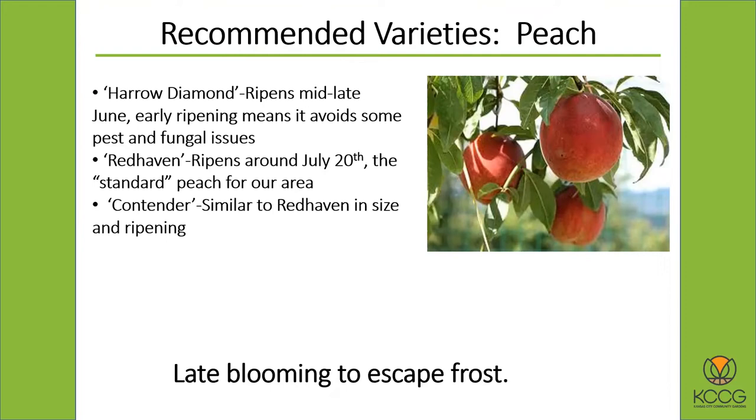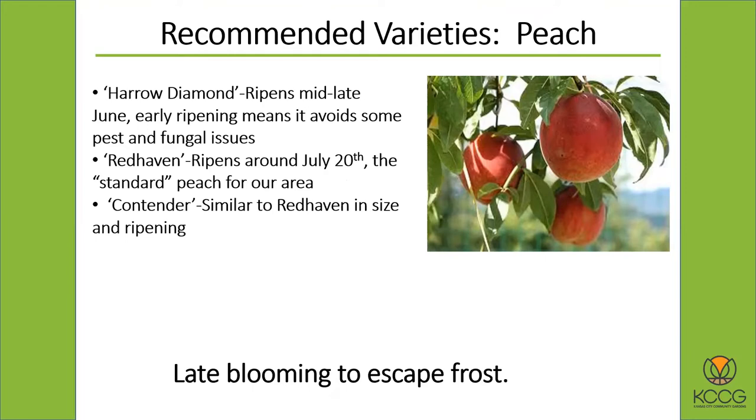Brown rot is something that can take hold in peaches, plums, and cherries. By having these early ripening ones like Haro Diamond, it avoids some of those things. However, it's a smaller fruit, so there's a trade-off. But then there are Red Haven and Contender, and both of those are very much tried and true, and they do very well for our area.